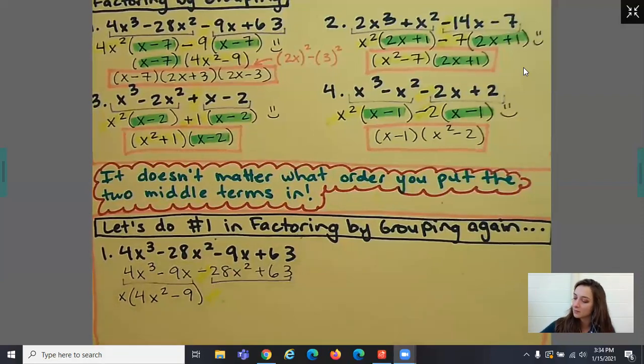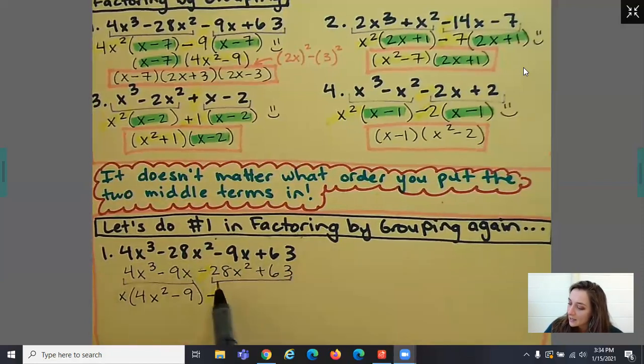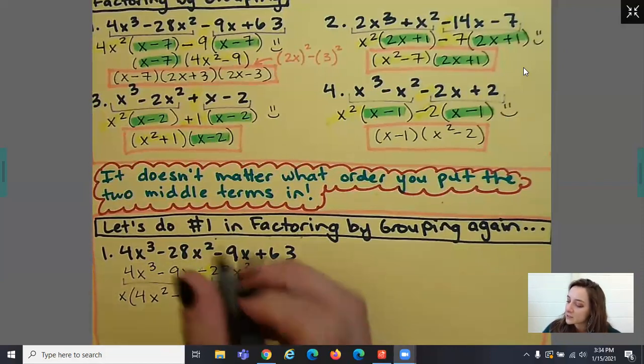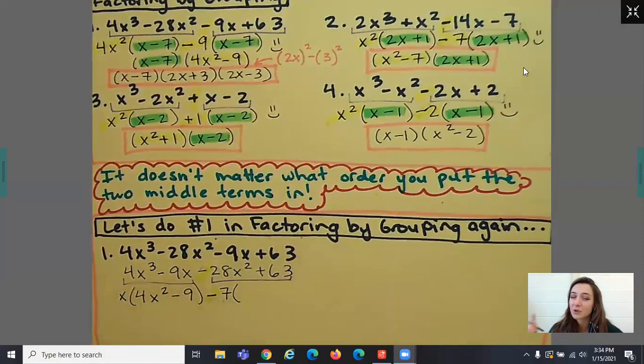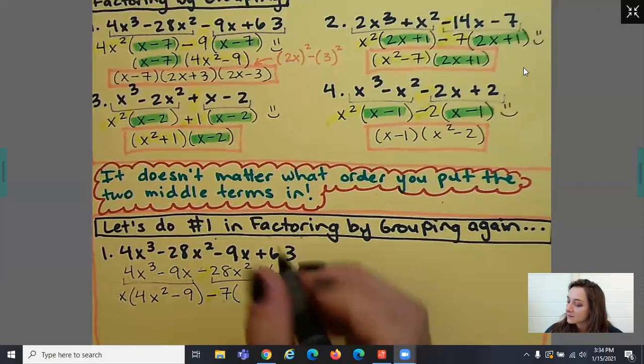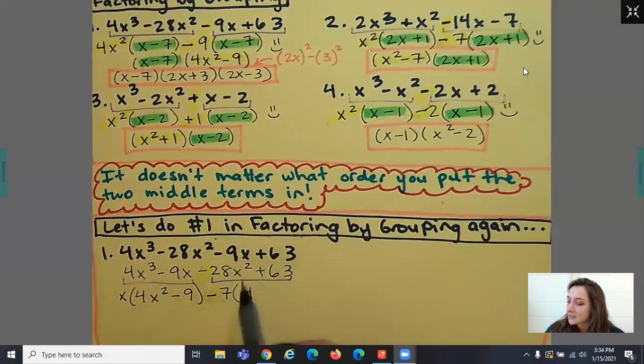We're going to bring down the sign in the next one. So I'm going to put the minus down here. And we have 28x squared plus 63. So 28 and 63 are both divisible by 7, so I'm going to pull out a 7. But I really pulled out a negative 7, so I'm going to have to divide both of these terms by negative 7. Negative 28 divided by negative 7 is positive 4. I did not take away any of the x's. And 63 divided by negative 7 is negative 9.